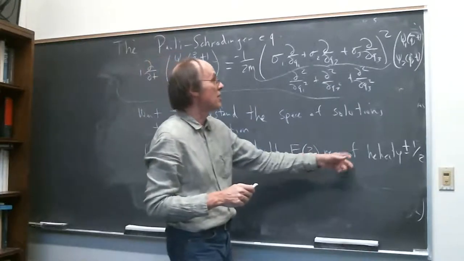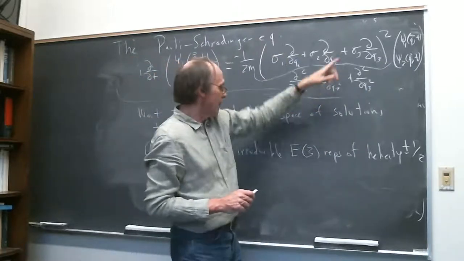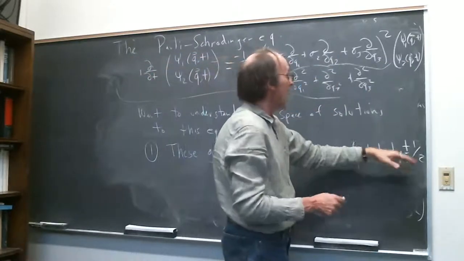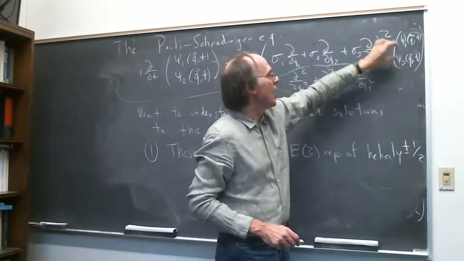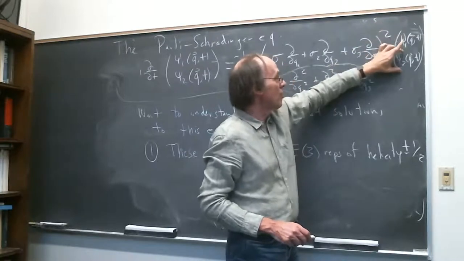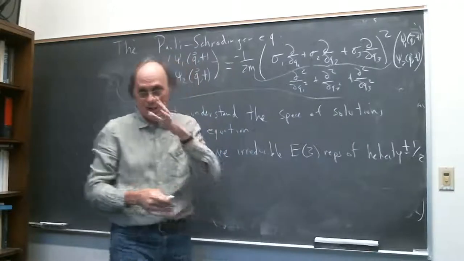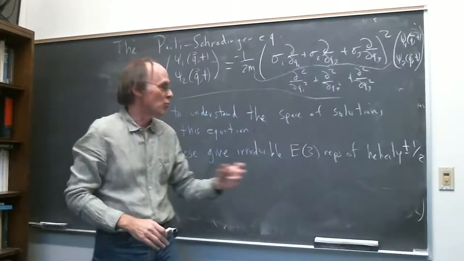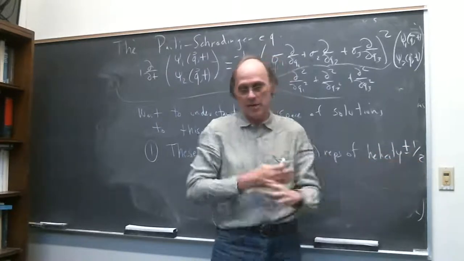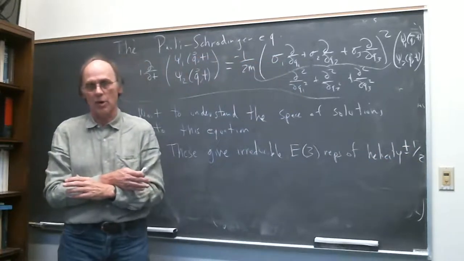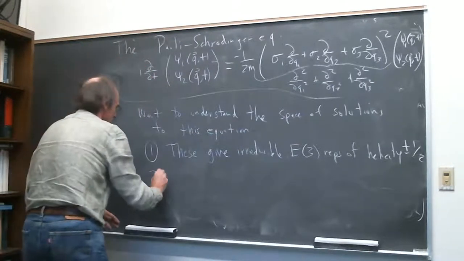Here the claim is that the solutions of this equation contain them, but in a subtle way. You can't just say the top gives you one and the bottom gives you another. You have to break up the space of solutions into two pieces in an interesting way. One is going to be the irreducible representation with helicity half, the other the irreducible representation with helicity minus a half. That was one of my motivations for this. And the second motivation is what we'll come to later.